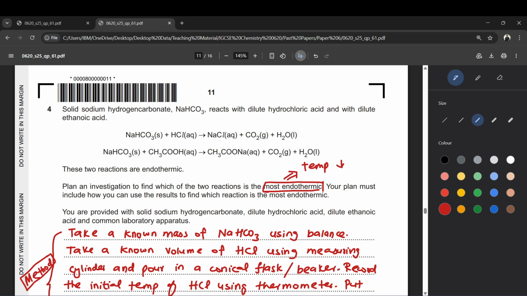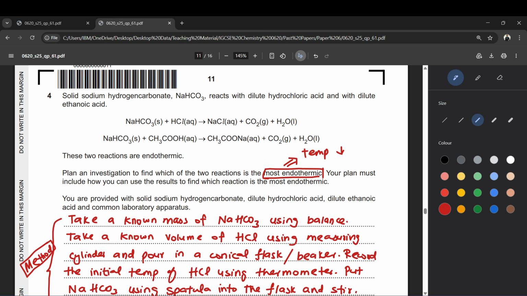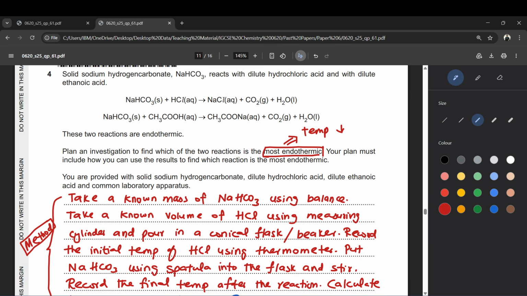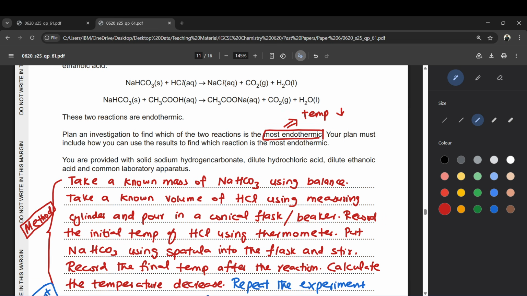Okay, right. So first we record the initial temperature, then we put sodium hydrogen carbonate into the flask using a spatula and stir. Once you stir completely and the reaction is finished, record the final temperature after the reaction finishes. Now, we have two readings: the initial temperature and the final temperature. Calculate the temperature decrease. Everything that is written in red is the method.